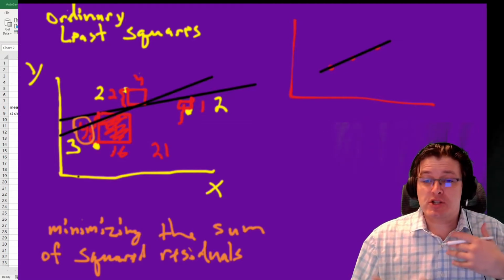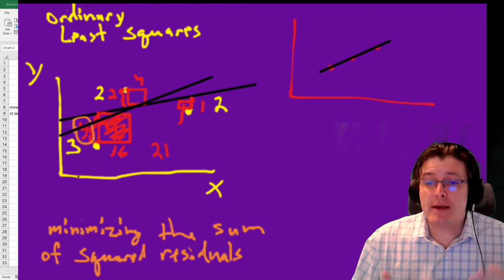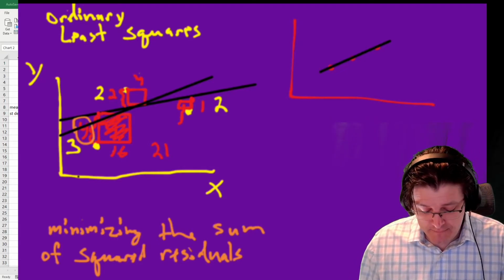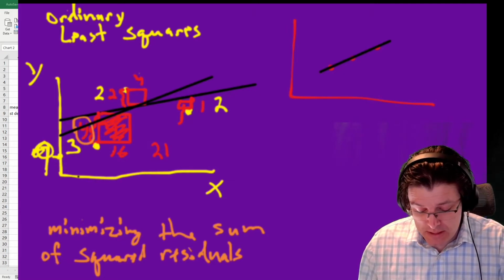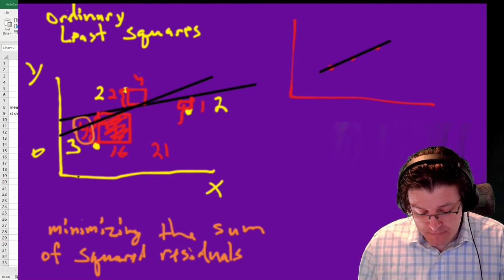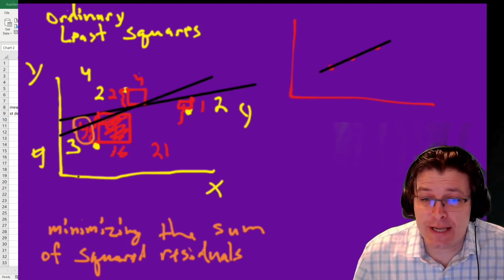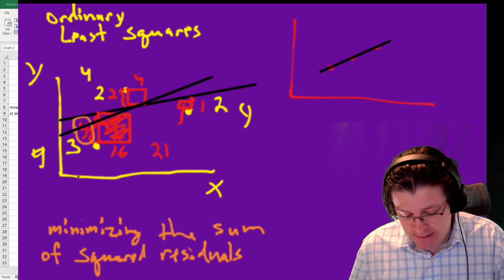Okay, so we could square those residuals. We'd get 3 times 3, 9. This is kind of unorganized, but we'd get 9 here. We'd get 4 and 4. And we'd add that up, and we'd get what? 8 plus 9 is 17.